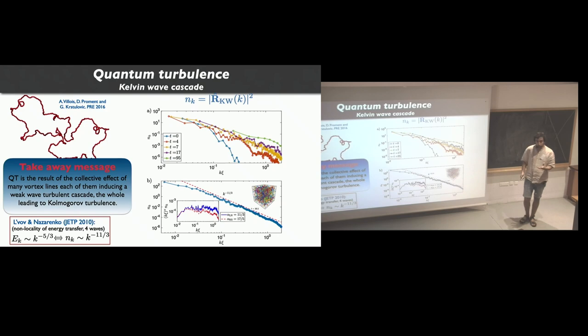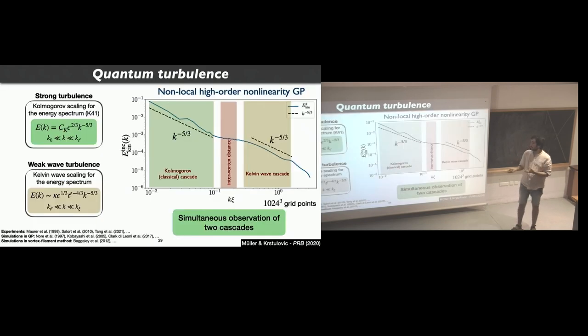But the idea of looking at the Kelvin cascade was basically to have Kolmogorov turbulence at large scales and Kelvin waves at small scales. Will it be possible to observe it in simulation? And we actually did it. We just took a non-local and high order nonlinearity of GP, because we are trying to match a bit with helium. And it turned out to be very good for observing the Kelvin cascade.